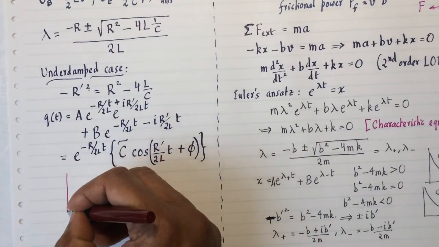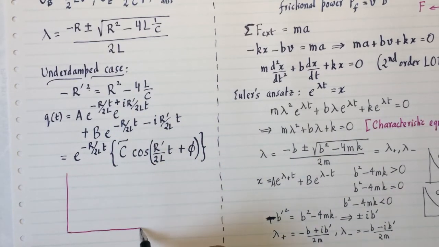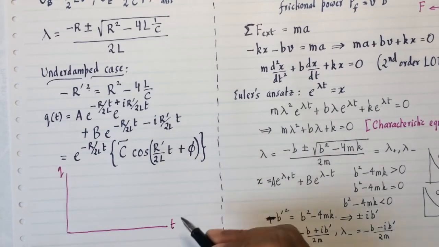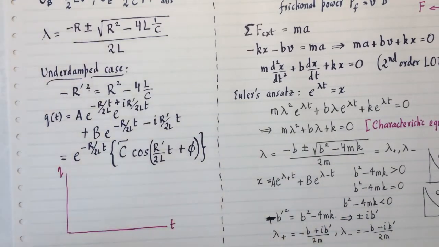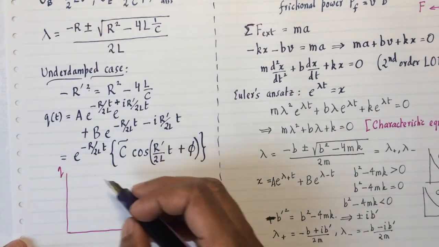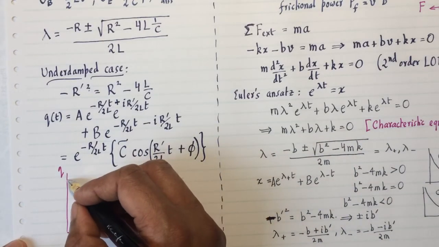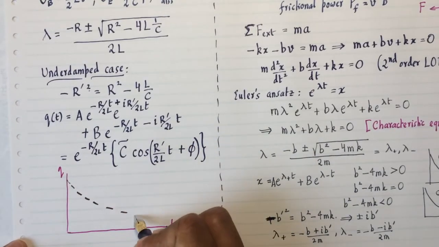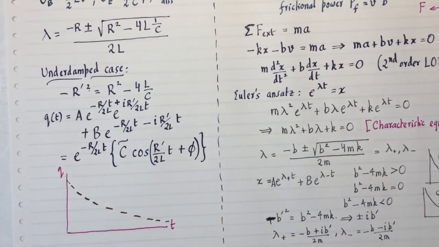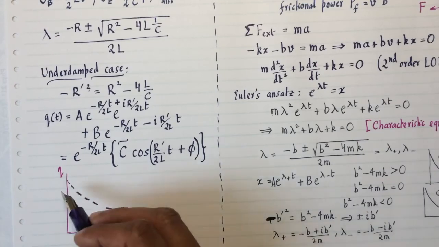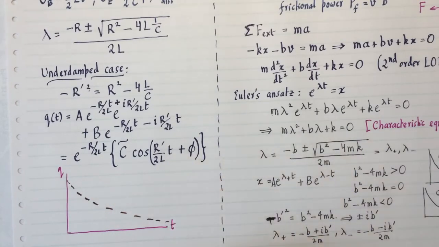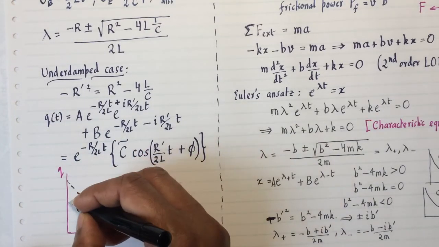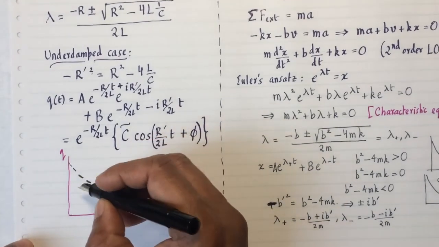Let's draw the graph for this: Q as a function of time. It starts out at time 0, like that. I'll first draw this envelope. This exponential part is called the decaying envelope. The decaying envelope is going to control how much of the cosine oscillation I see. I don't know how it's going to start because of the phase factor phi being unknown, so I'll just start it somewhere.